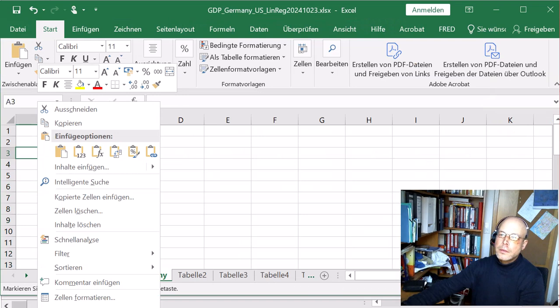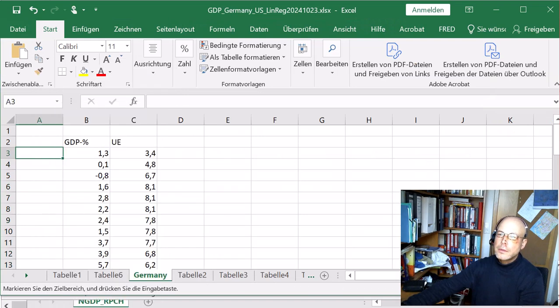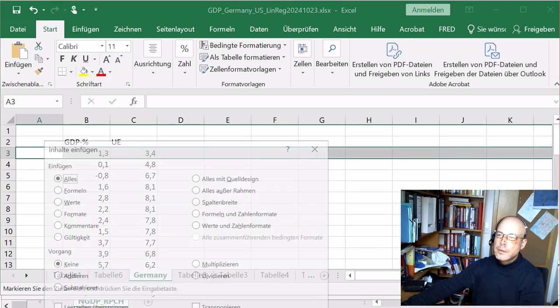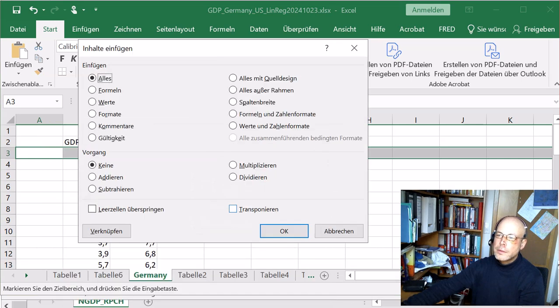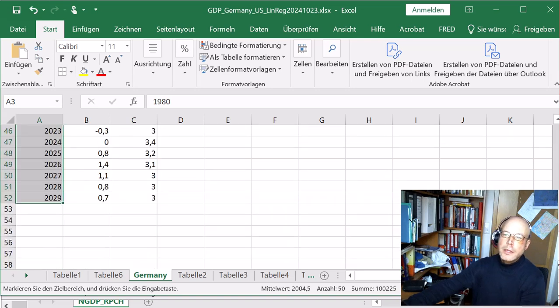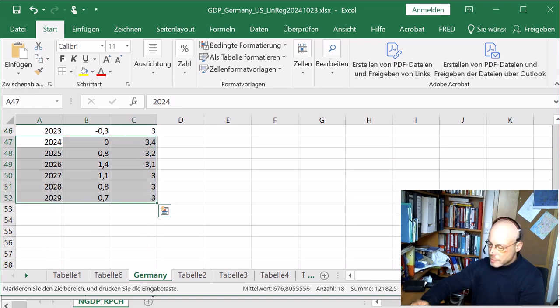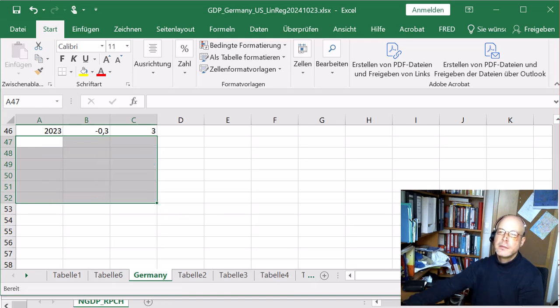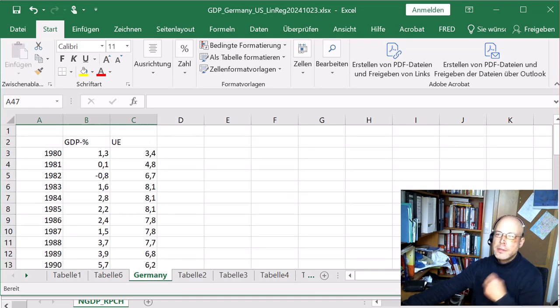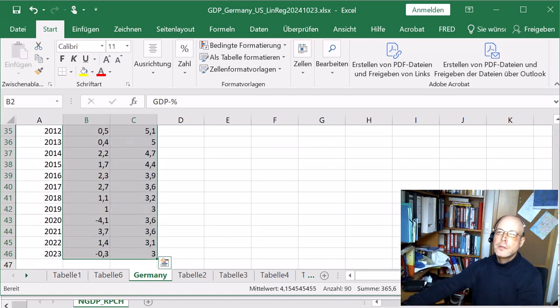Also transpose values. And of course, you are going here a little bit further. So this one here you can skip because this is a forecast of the IMF. So please go only until 2023 because this is then hard data. Well, and to the end for today.